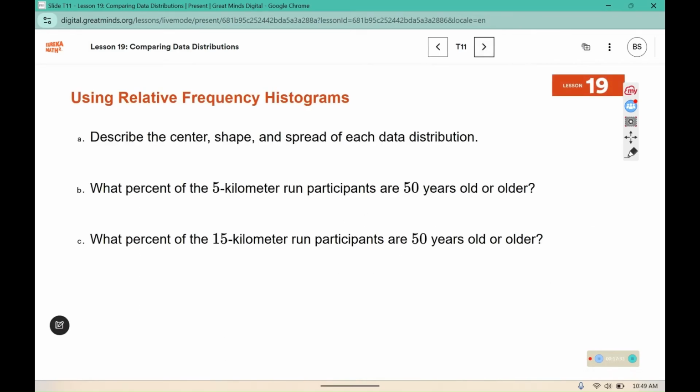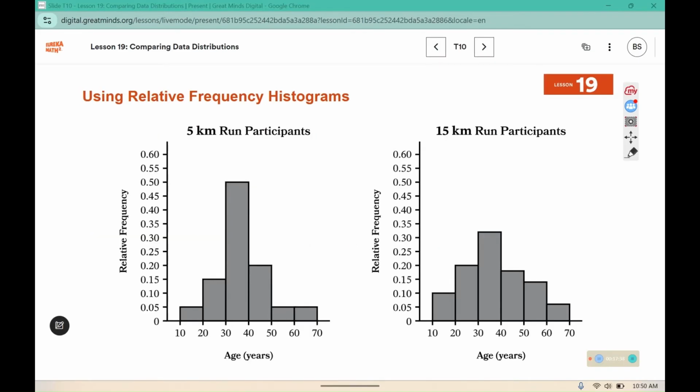A. Describe the center, shape, and spread of each data distribution. We can see here that the center is around 30 to 40 for the 5-kilometer run, as well as for the 15-kilometer run. They are both approximately symmetric. The spread is 60, from 10 to 70, but it could be as low as 40, from 20 to 60. So between 40 and 60 years old, and that is true for both.